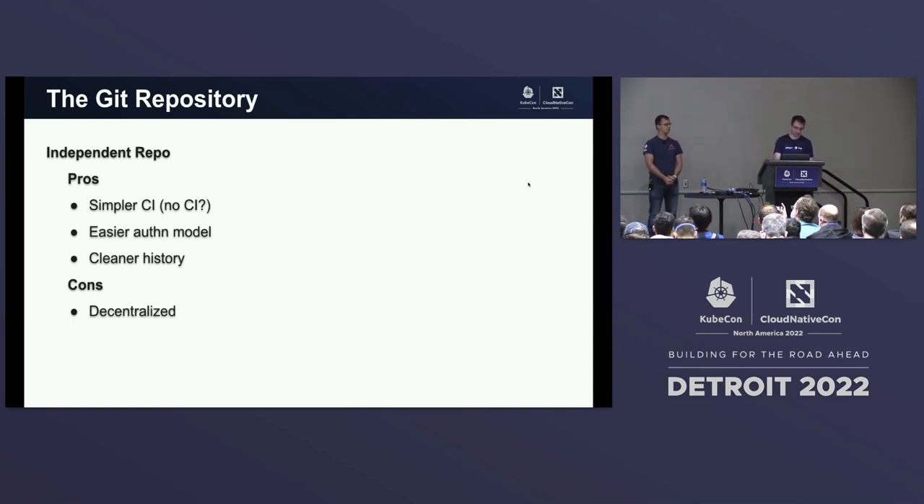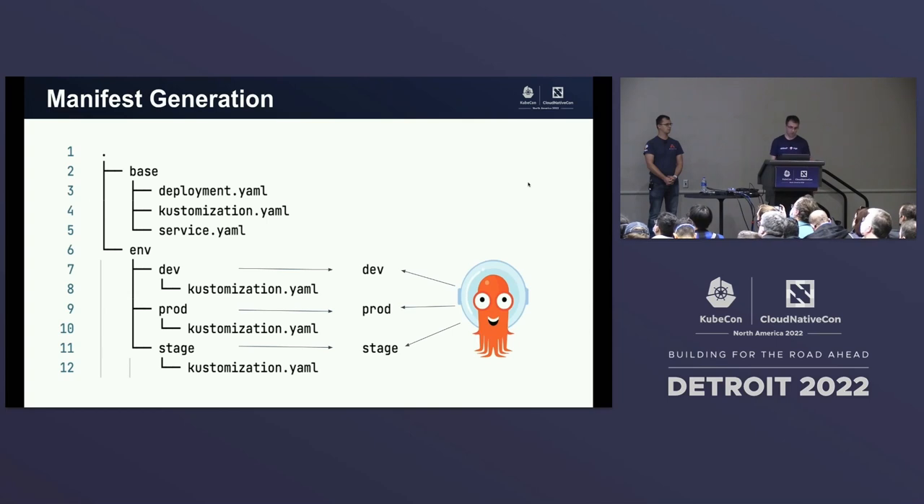Cool. Let's say I convinced you to go with an independent repo. What is the next problem you might run through? You need to decide what the layout is. What are the files that you're gonna be dumping in this deployment repo looking like, right? And one thing that we've been using for quite some time is Kustomize.